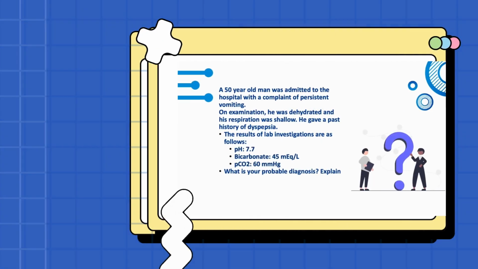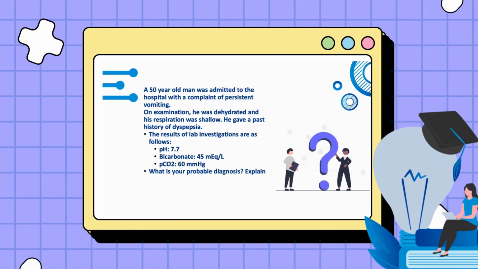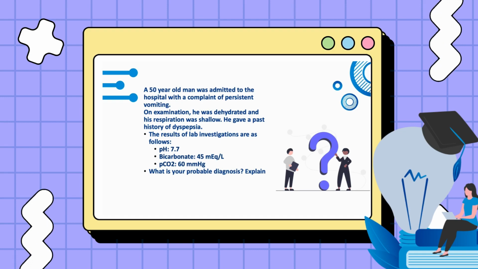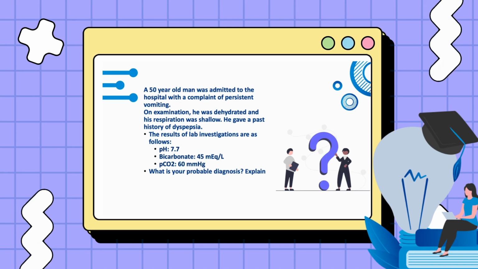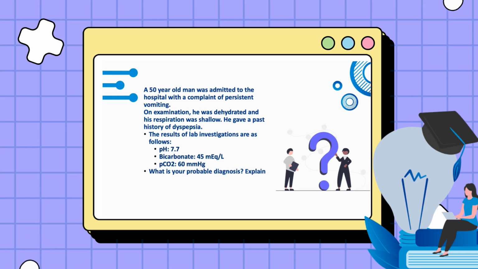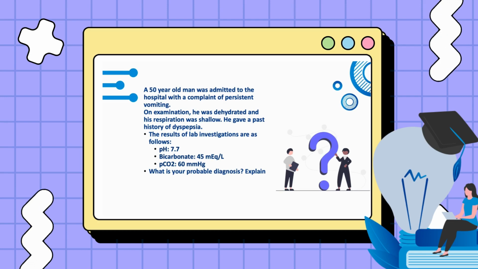Coming to the next case, a 50-year-old man was admitted to the hospital with a complaint of persistent vomiting. On examination, he was dehydrated and his respiration was shallow. He gave a past history of dyspepsia. The results of lab investigations are as follows: pH 7.7, bicarbonate 45 milliequivalents per liter, PCO2 60 mmHg. So, what is the probable diagnosis?